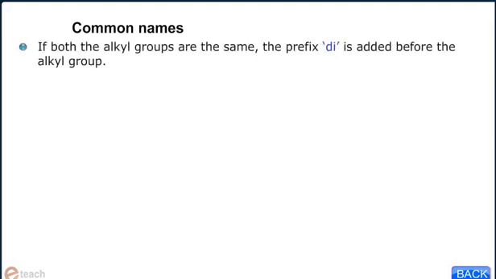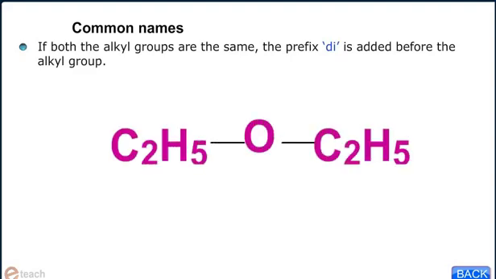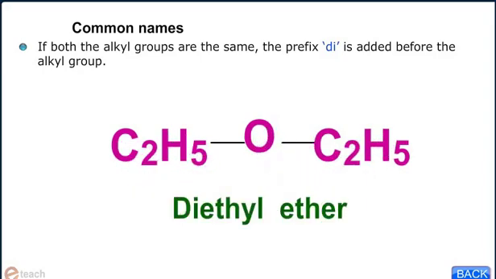If both the alkyl groups are the same, the prefix di is added before the alkyl group. For example, the common name of C2H5OC2H5 is diethyl ether.